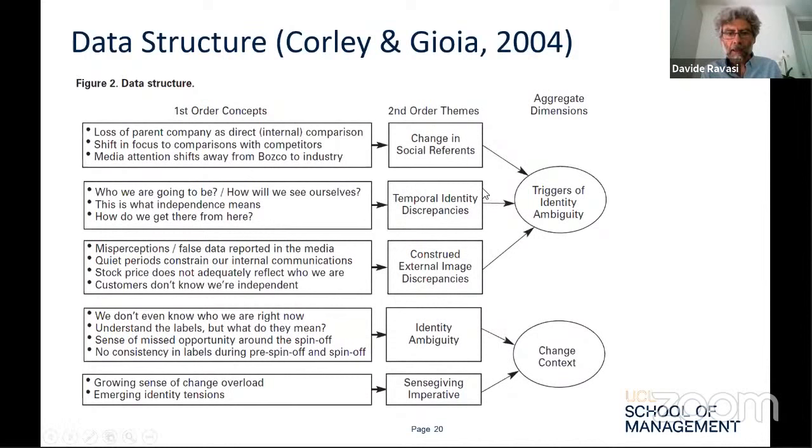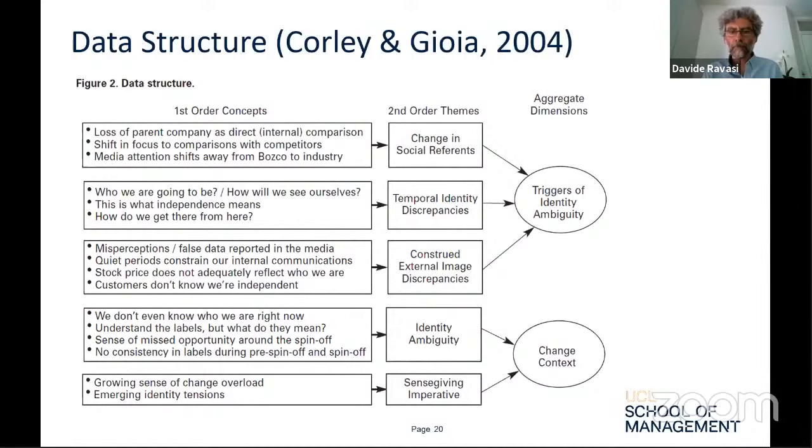And these arrows are not causal arrows. This is important. This is a common mistake. These arrows don't mean that the loss of parent company as direct comparison, shifting focus to comparisons with competitors, and media attention shifting away caused a change in social reference. They are a change in social reference. Change in social reference, temporal identity discrepancies, construed external image discrepancies, did not cause triggers of identity ambiguity. They are triggers of identity ambiguity. See, this is very important. This is the essence of what open coding means and what it means to build a data structure. Okay.